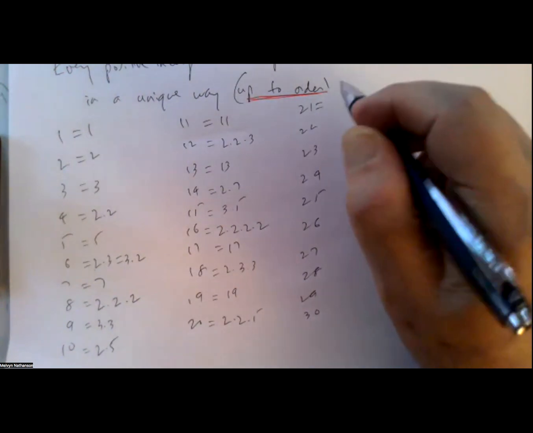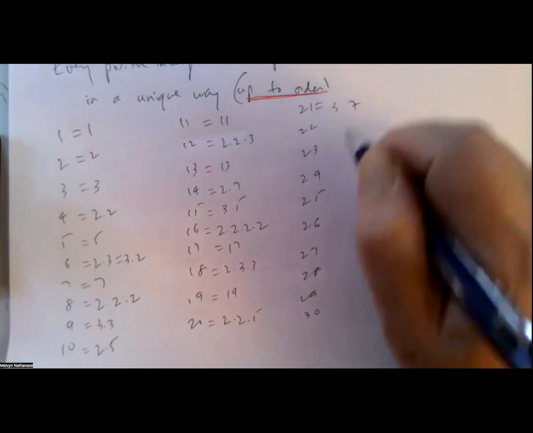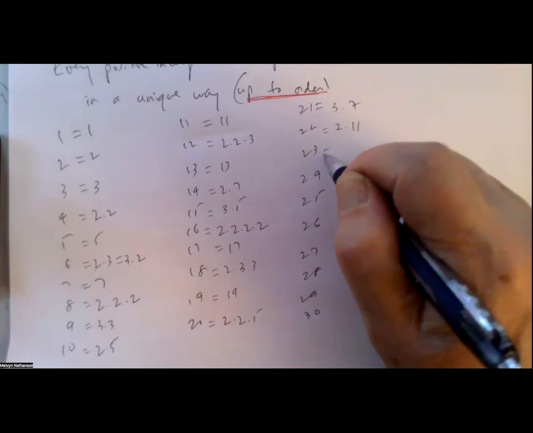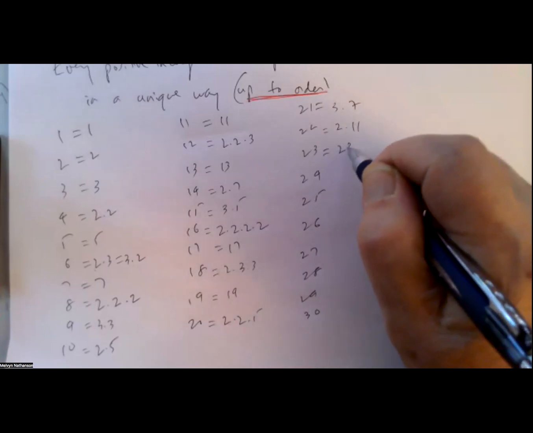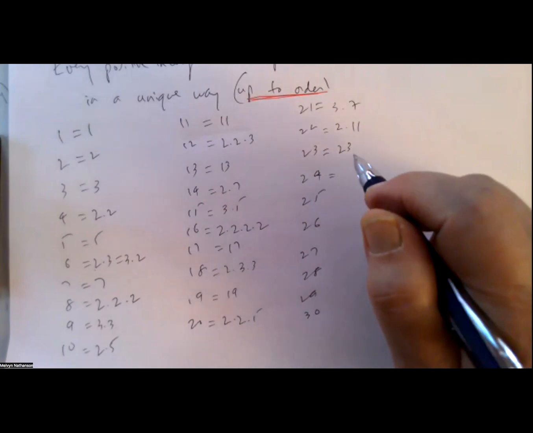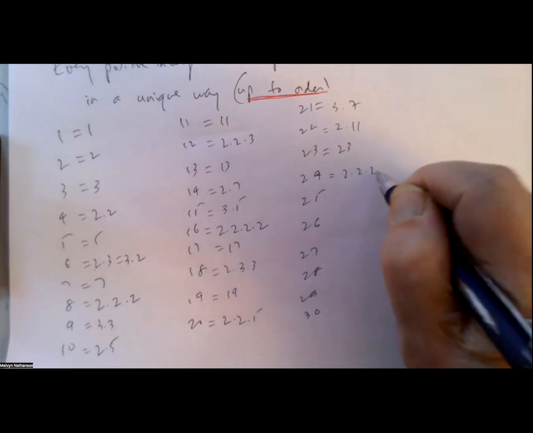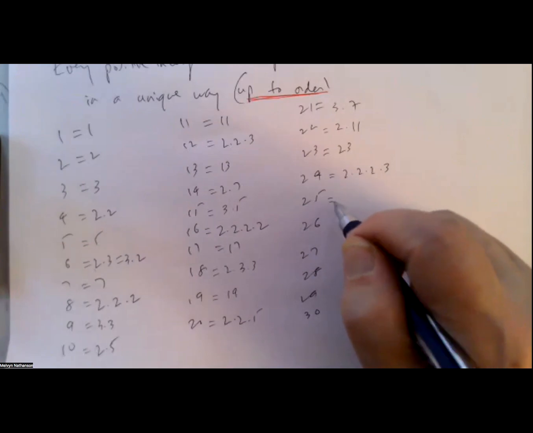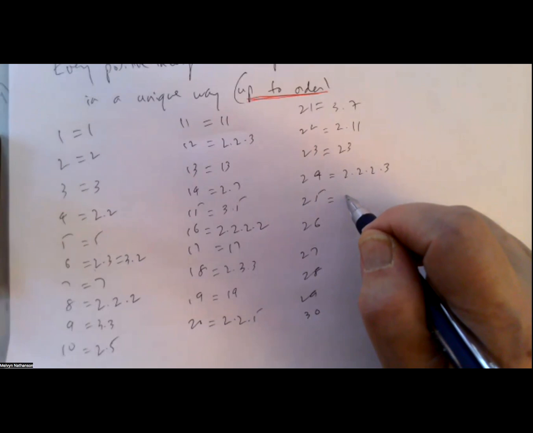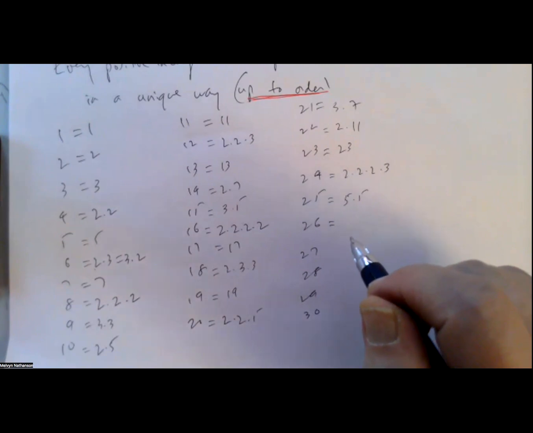What is the prime factorization of 21? 3 times 7. 22. 2 times 11. 23 is prime. It's just 23. On the other hand, 24 has a lot of prime divisors. It's 2 times 2 times 2 times 3. Excellent. Yes. 25. For 25, I have 5 times 5. Good. Anyone else want to chime in?